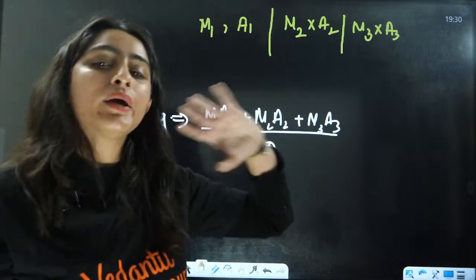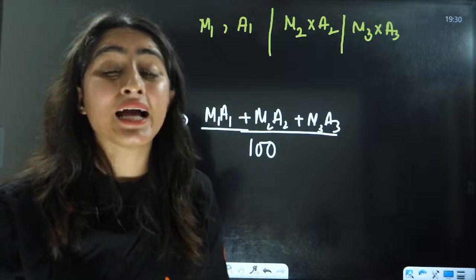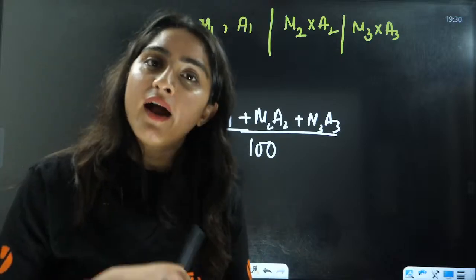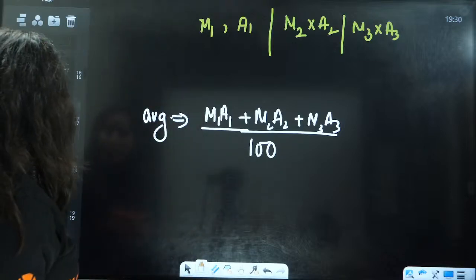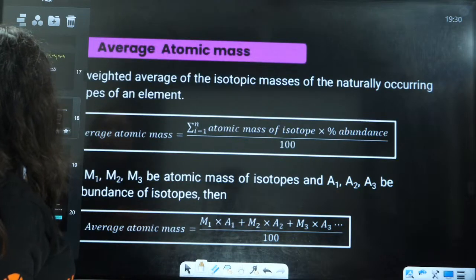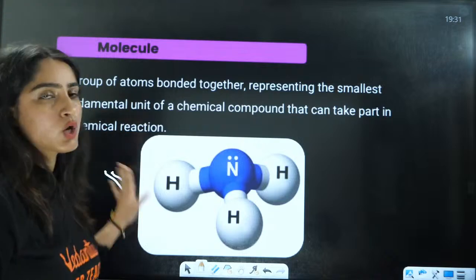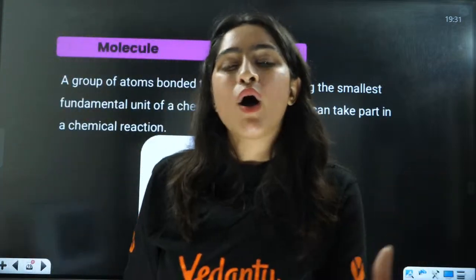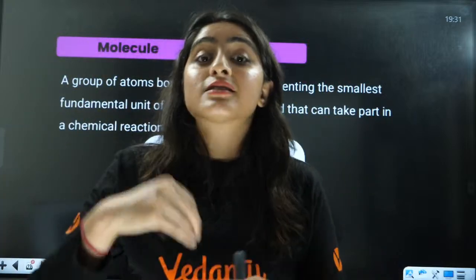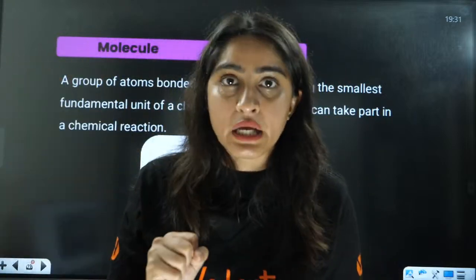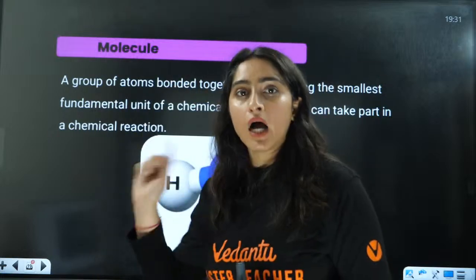Okay. The number of isotopes multiplied by their abundance, divided by 100, gives the average atomic mass, right? Okay. The next term that we have is the molecule. Now what is a molecule? The smallest combined particle that takes part in the chemical reaction. That is called a molecule.